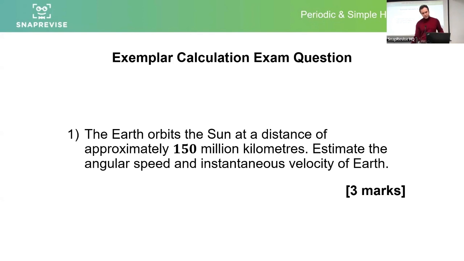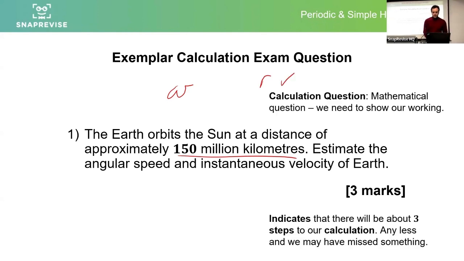It's important to get a really solid understanding of exactly what's going on with this angular speed and how it relates to linear speed. Okay, let's push on. The Earth orbits the Sun at a distance of approximately 150 million kilometers. Estimate the angular speed and instantaneous velocity of Earth. We want the angular speed. We're given the radius. And it's 3 marks worth, which is quite generous.